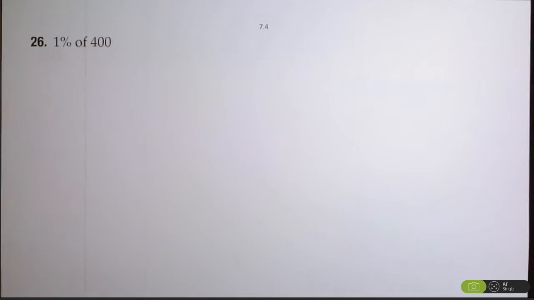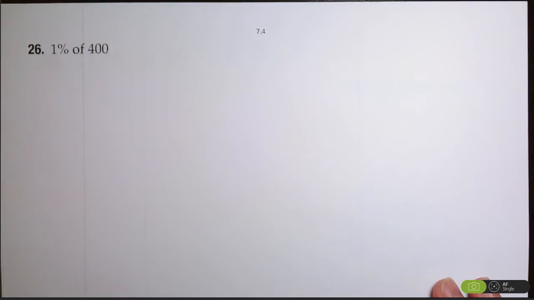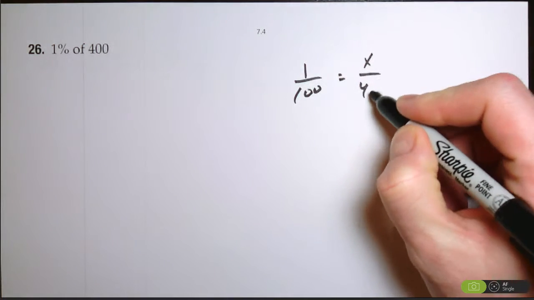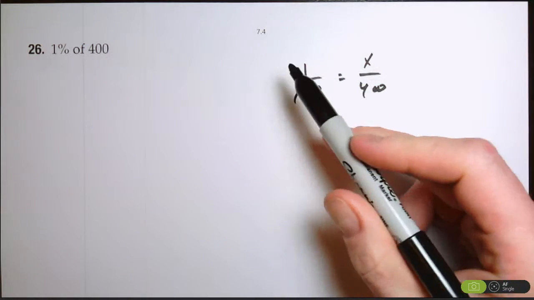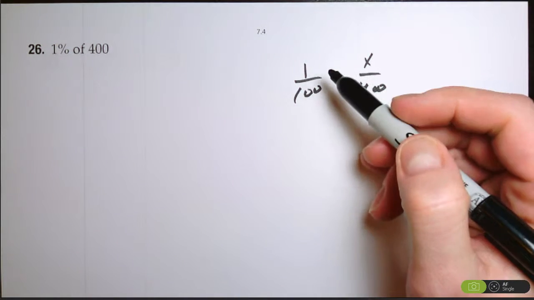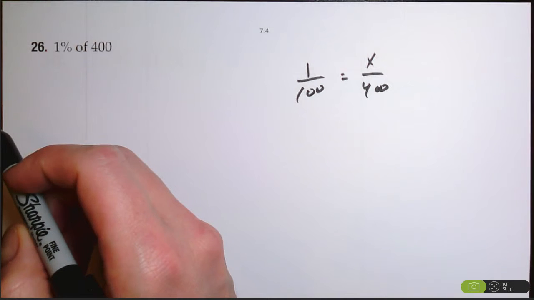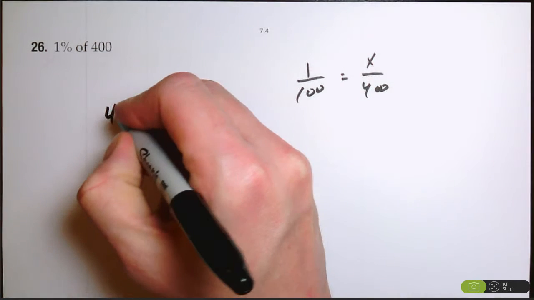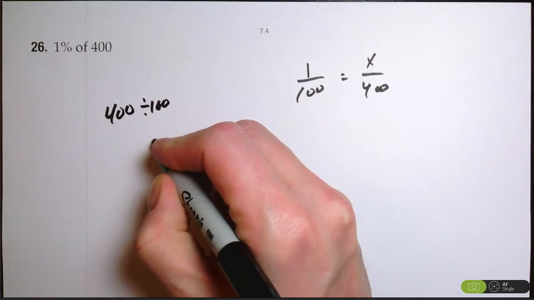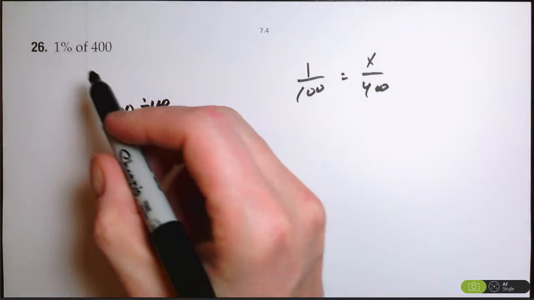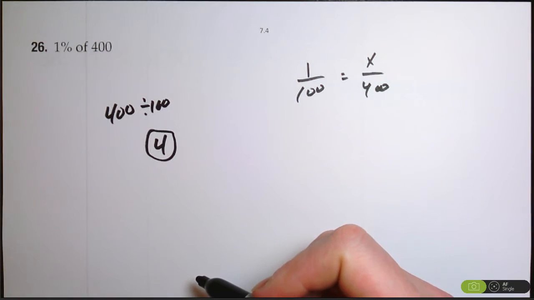number 26. This one, again, you could do the proportion 1 out of 100 equals x out of 400. Okay, because it's 1%, so it's 1 out of 100. But this is a good mental one to do fast because I want 1/100th of this. So what I want then is to divide this by 100, which is 4. Okay, so 4 is 1% of 400.